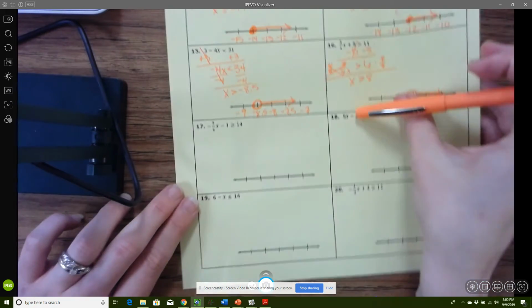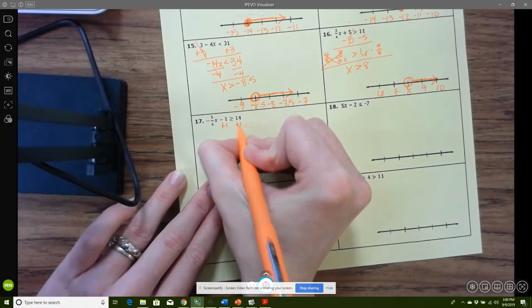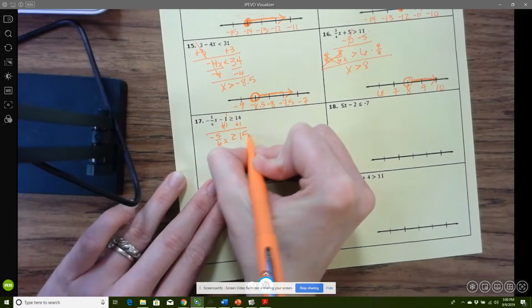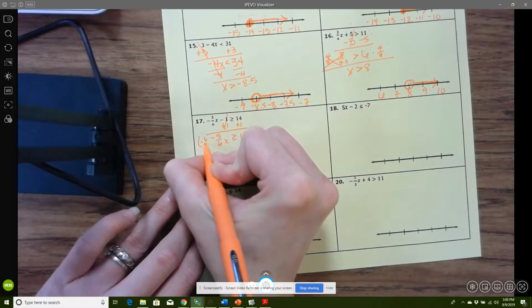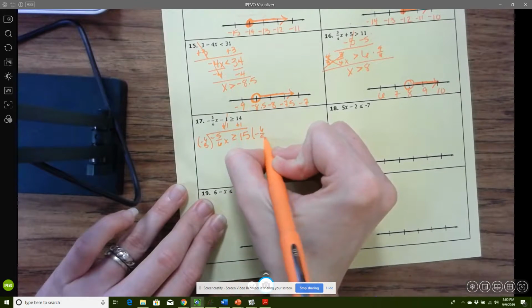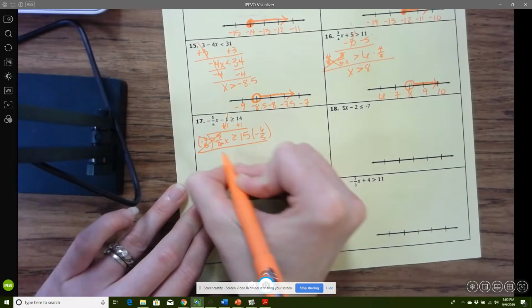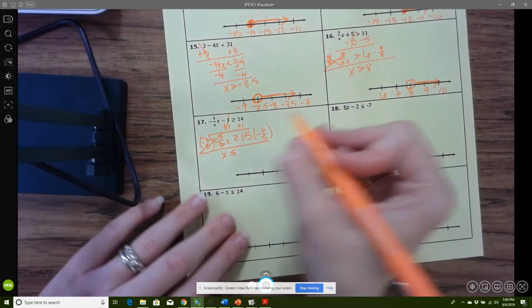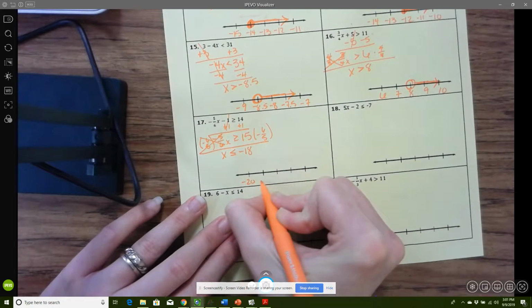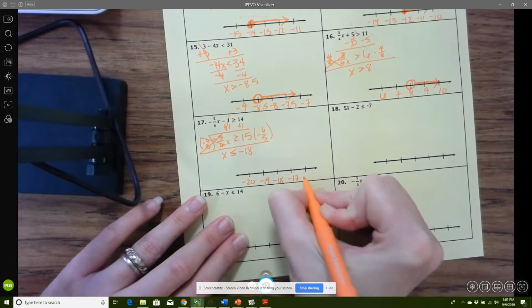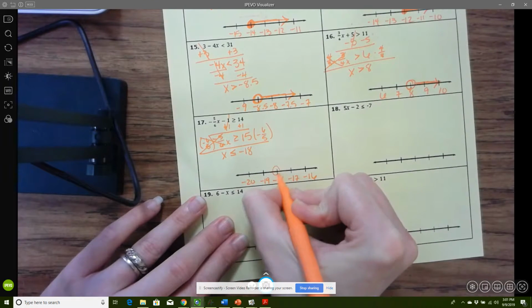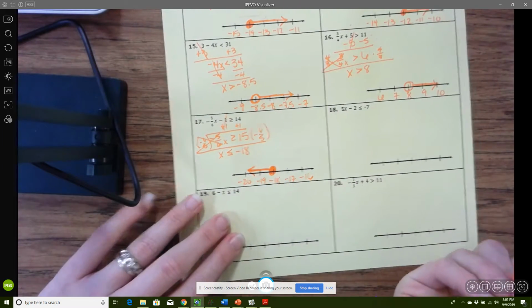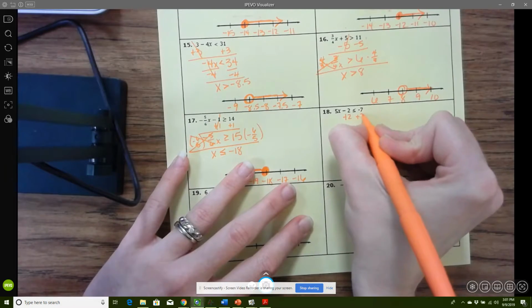All right, 17. We're going to add 1 to both sides. This cancels. And then multiply by the reciprocal. So the reciprocal is negative. So this cancels, but the sign still flips. So 15 times negative 6 divided by 5 gives me a negative 18. So closed circle on 18. And then x is less than.